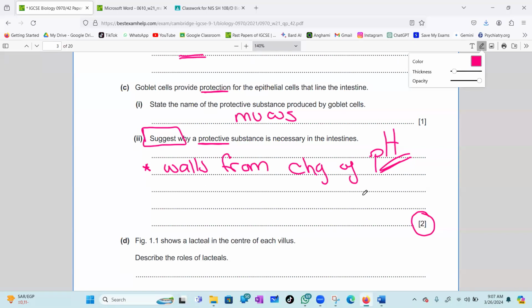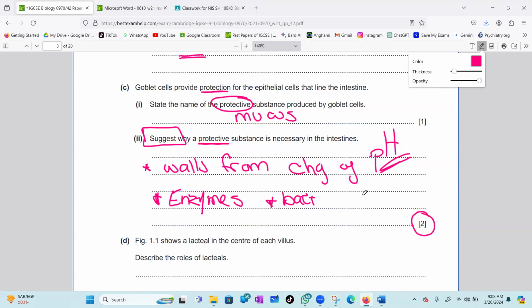Enzymes. Exactly. These enzymes, they can digest the walls of the intestine. So we want protection from the enzymes. Okay, we also want protection from the bacteria. This mucus can trap the bacteria, just like it traps the bacteria in the respiratory system. Okay, so this mucus, they told you already that it is a protective substance. It provides protection. So your answer should be, what does it protect you from?